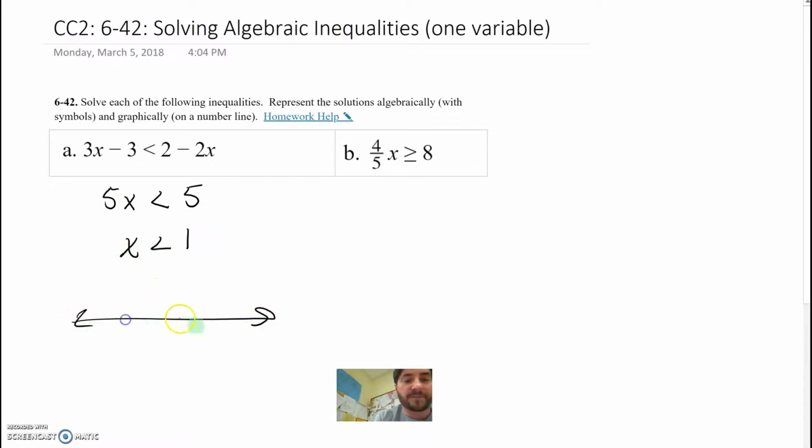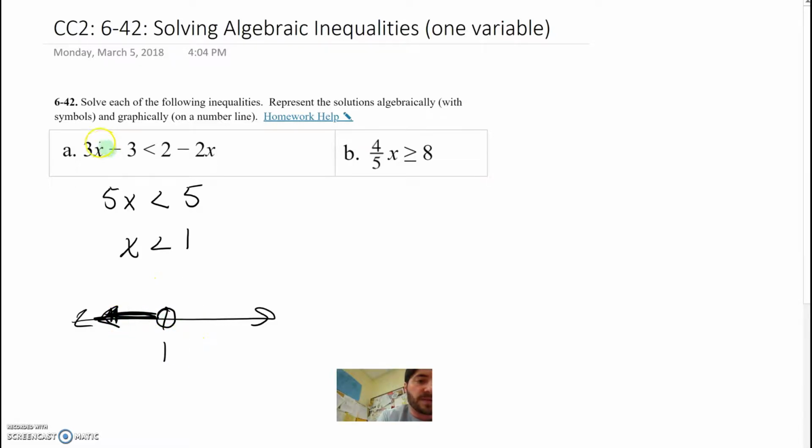Here's my number line. Here's 1. X cannot be 1, so it's an open circle. But it can be anything to the left of that. So it can be 0, it could be -10, it could be -1,000. Any of the things less than 1.